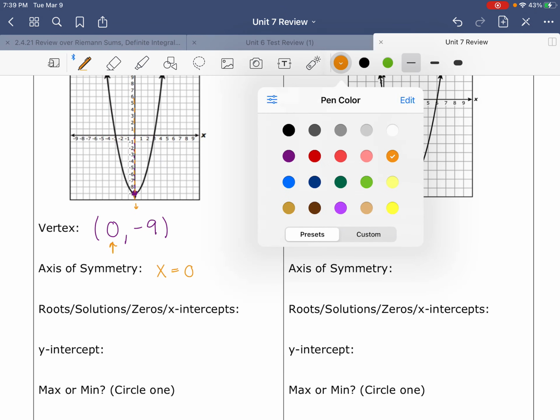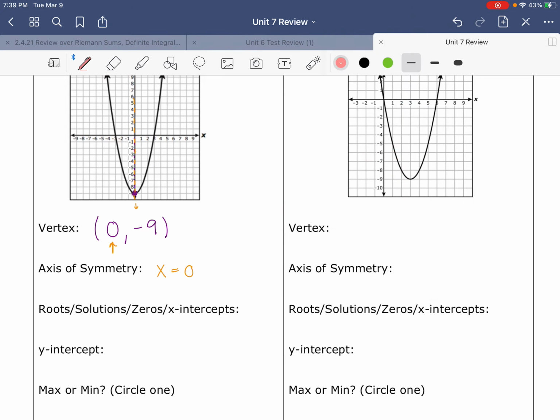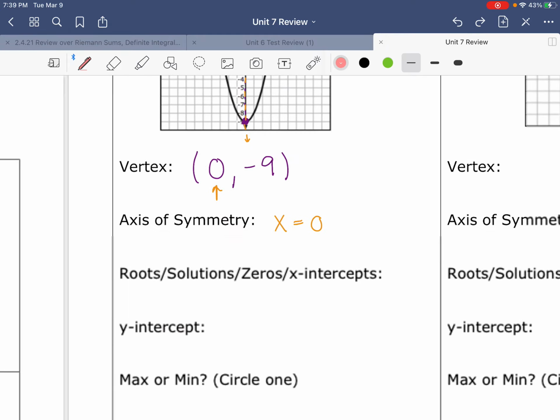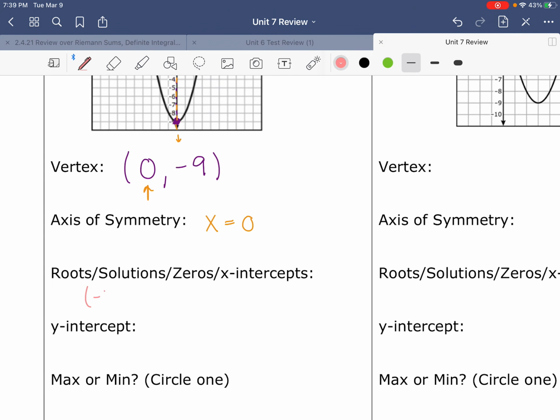Now the roots or solutions or zeros or x-intercepts, so it can be called any of those names, that's going to be where it hits this x-axis. So that's going to be right here and right here. So if it's an x-intercept, we know the y has to be 0, and we can see the x is at negative 3, and then there's one at positive 3. So our answer is going to be negative 3, 0, and positive 3, 0.